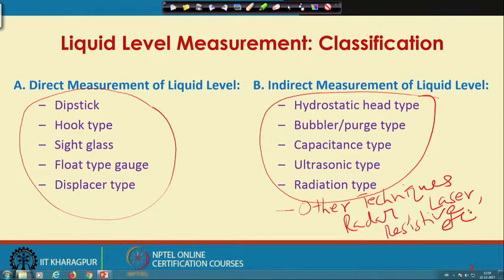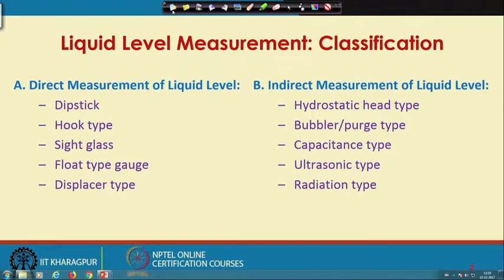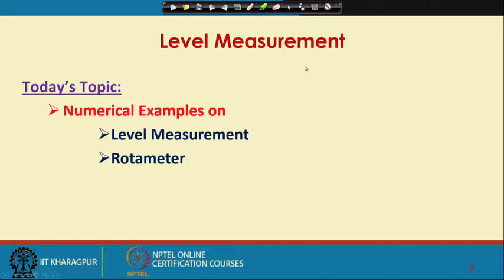So, what we plan to do today is we will take some numerical problems on level measuring instrument as well as flow measurements. Specifically, we will take one problem on level measurement and we will take two problems on flow measurements by rotameter.